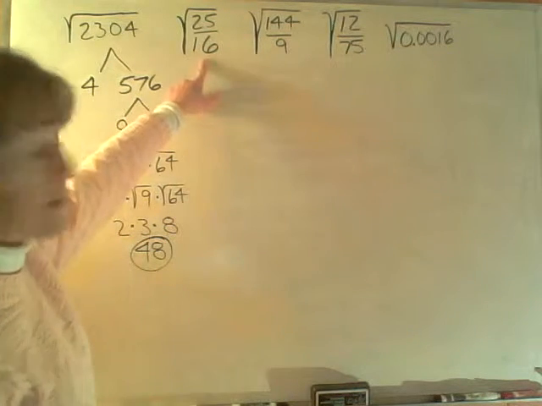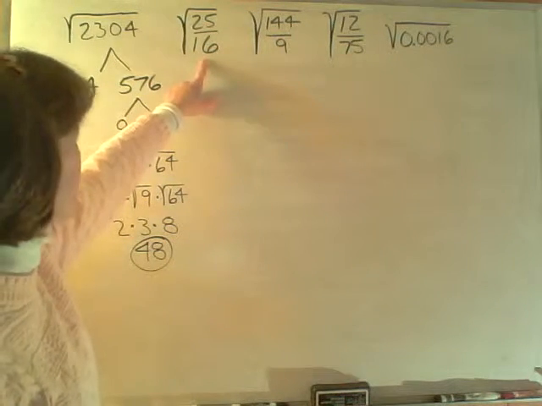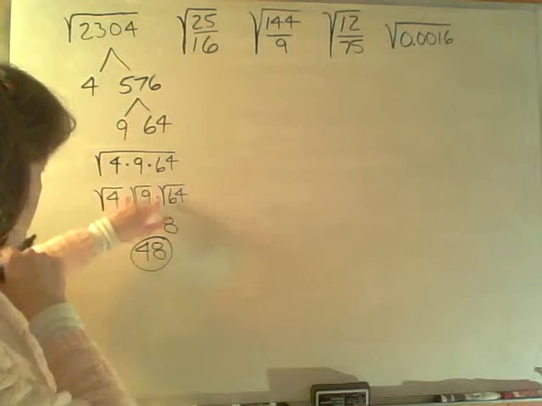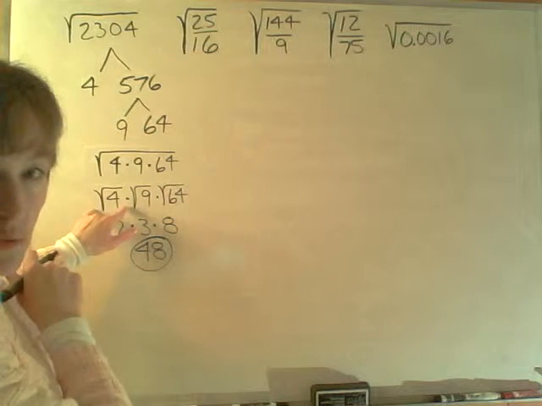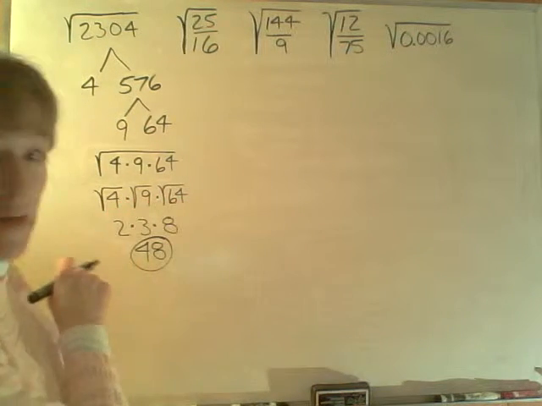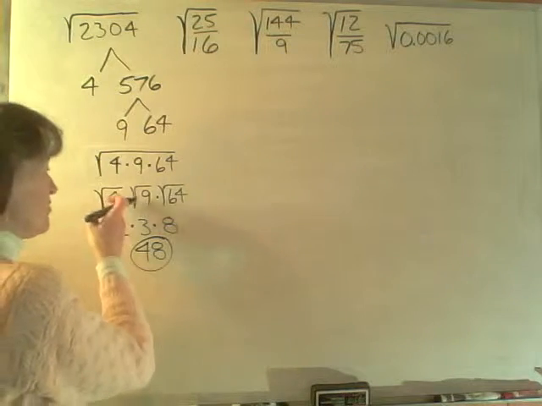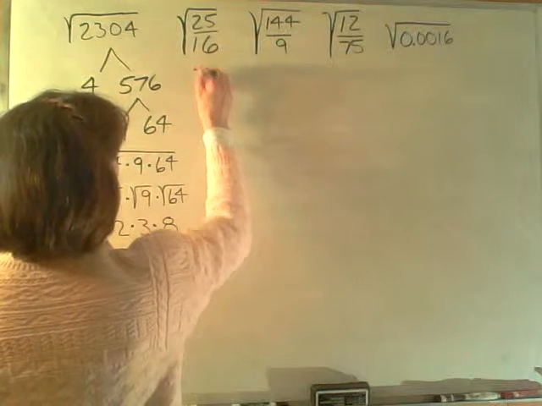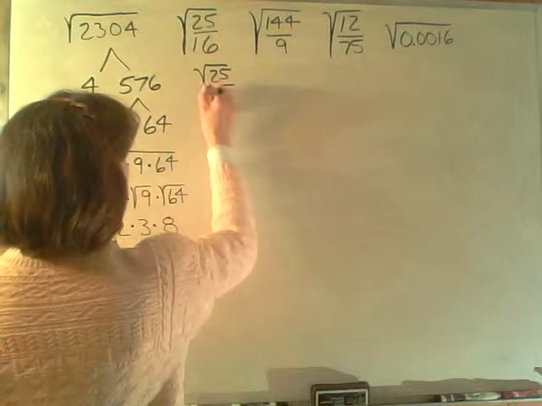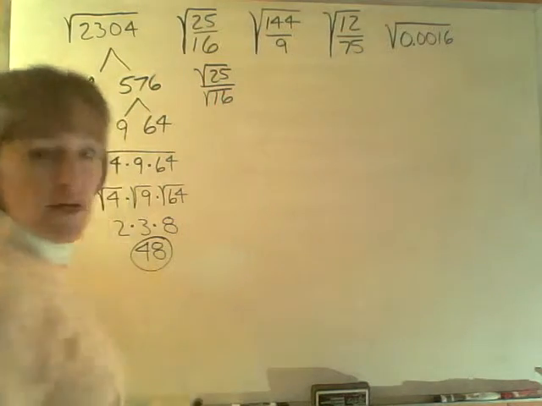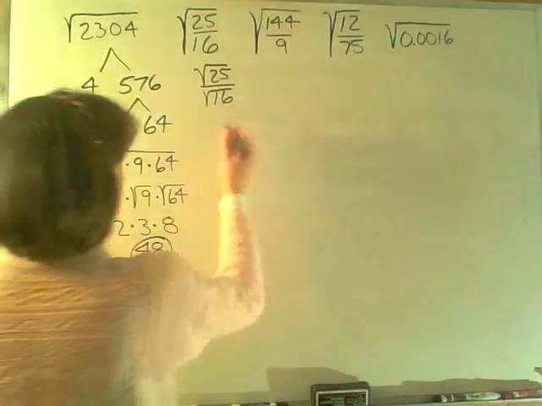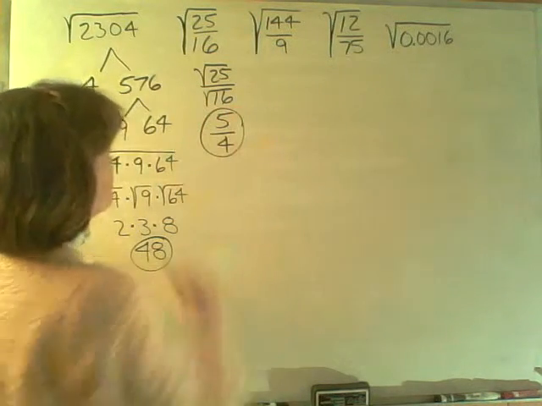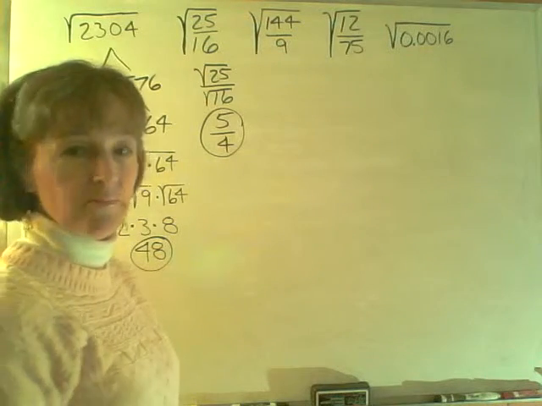All right, well, let's look at a number that's written as a fraction. All right? Just as I can take a product and divide it up, and every number in the product is being raised to that power, or I'm taking the square root of every number in that product, I can do the same thing with a fraction. I can change the way this is written to the square root of 25 over the square root of 16. Well, I know those square roots. The square root of 25 is 5, and the square root of 16 is 4. So the square root of 25 over 16 is 5 over 4.